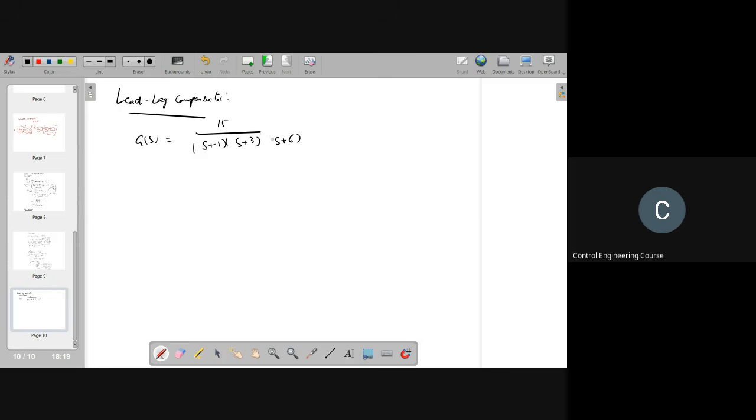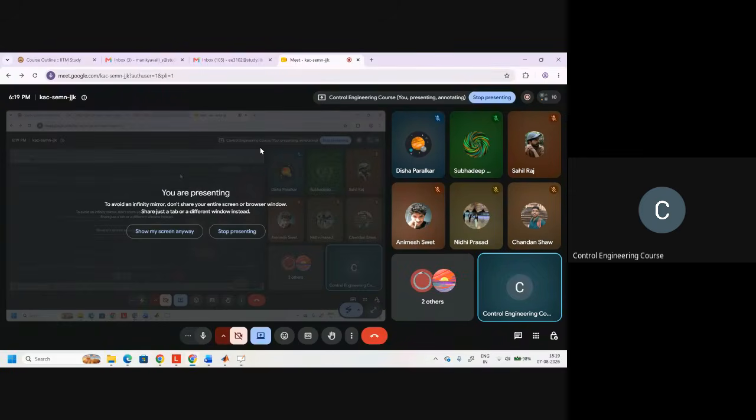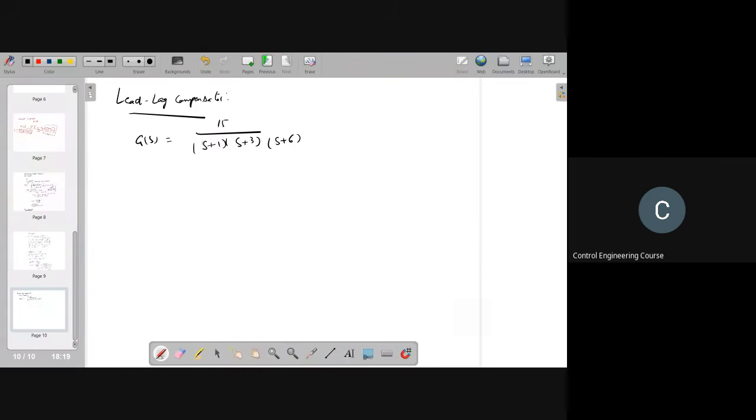What is the type of the system? Hello? What is the type of the system? G of s is equal to 15 divided by (s plus 1)(s plus 3)(s plus 6).